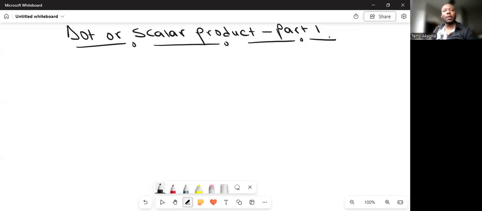So we're going to talk about dot or scalar product. This is going to be in two parts, okay? So this part one, I'm going to introduce the concepts. I'm going to write down the formulas and how to solve it. Then in the next part, part two, I'm going to solve some examples.